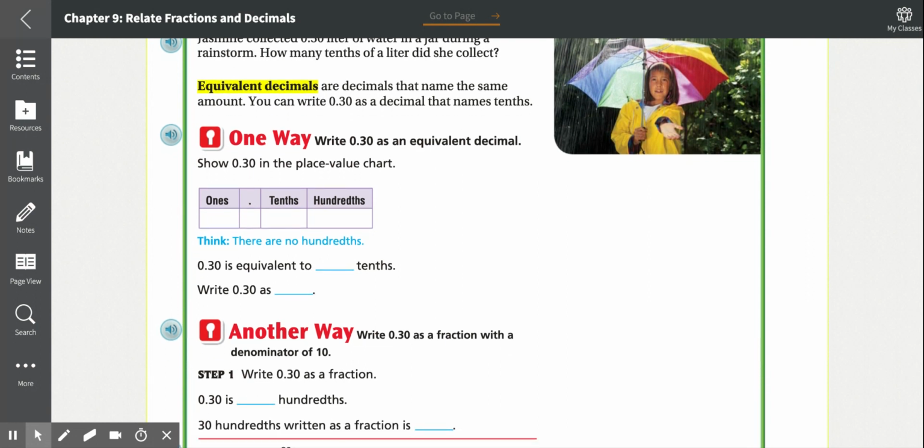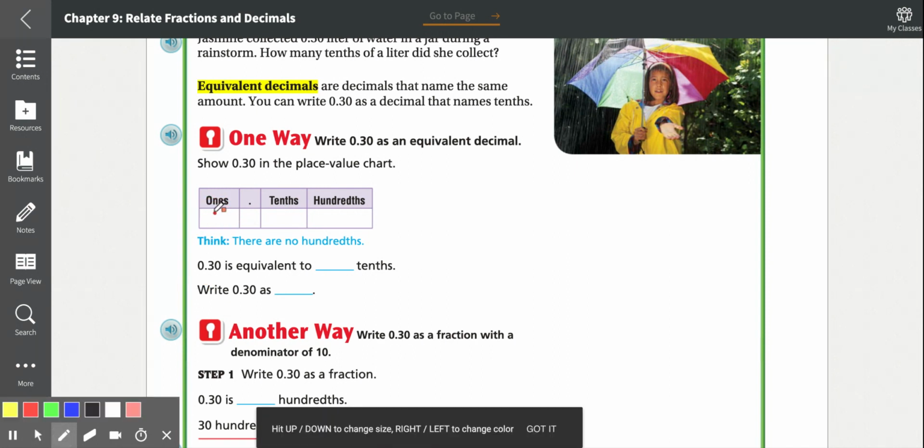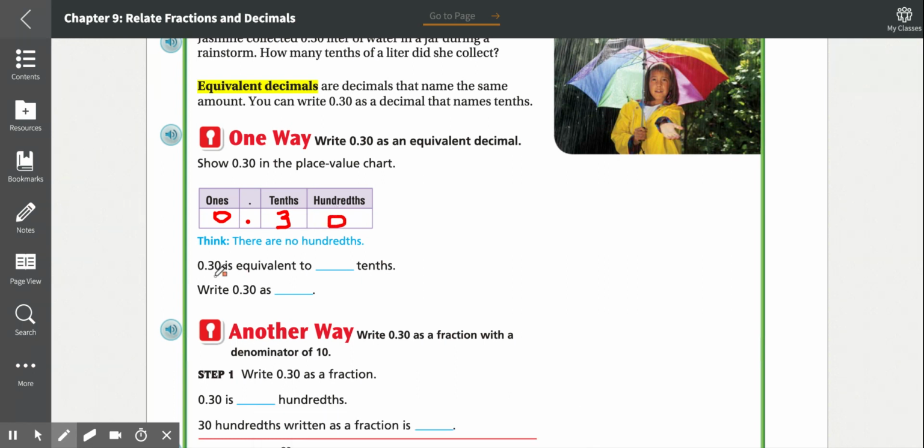So let's show one way. Write 30 hundredths as an equivalent decimal. So let's begin. There's 0 ones, decimal, 3 tenths, and 0 hundredths. There are no hundredths. So 30 hundredths is equivalent to 3 tenths. Write 30 hundredths as 3 tenths. Okay.